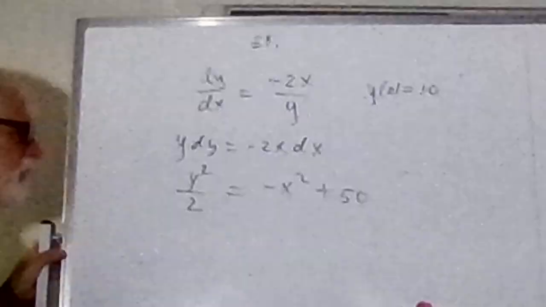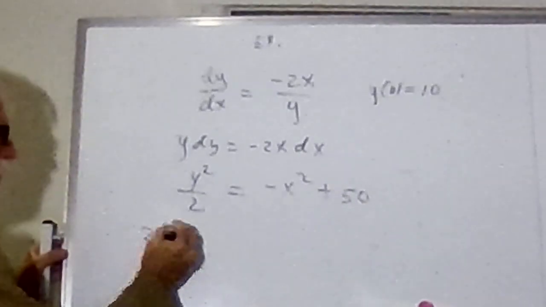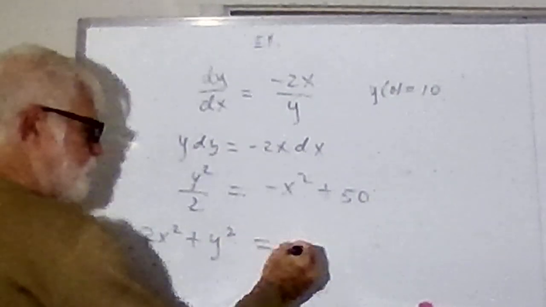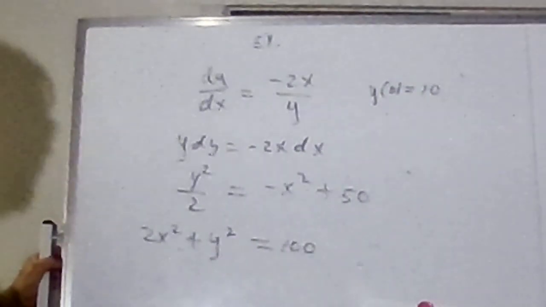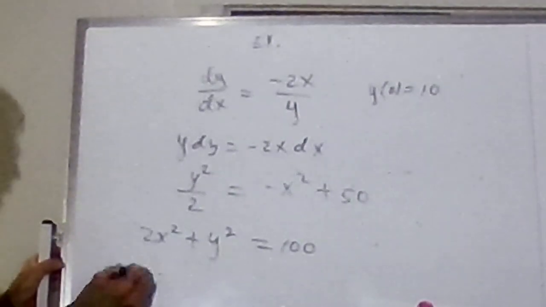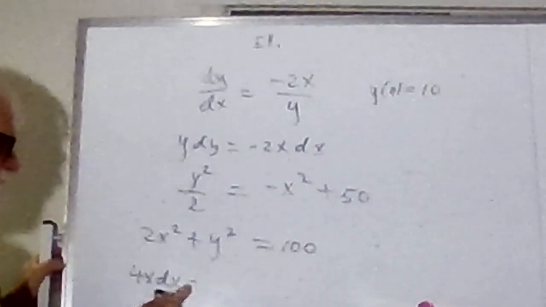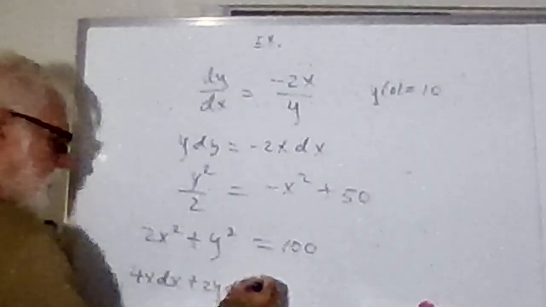And now, once again, we can multiply everything by 2 and bring this to the other side. So we get 2x squared plus y squared is equal to 100. Okay, hopefully I didn't make any mistakes there. So 2x squared becomes 4x dx. This becomes plus 2y dy equals 0.